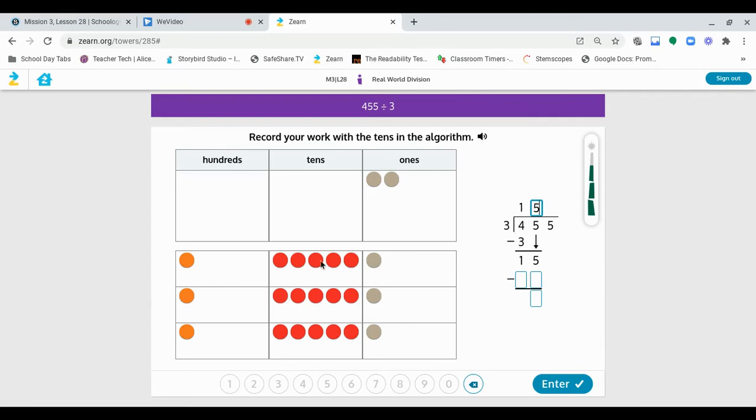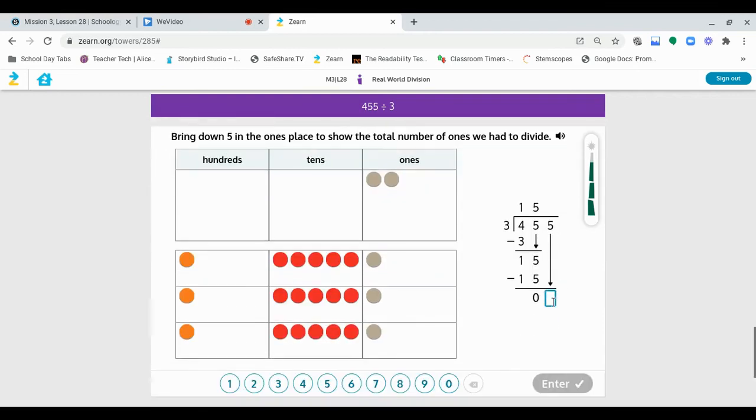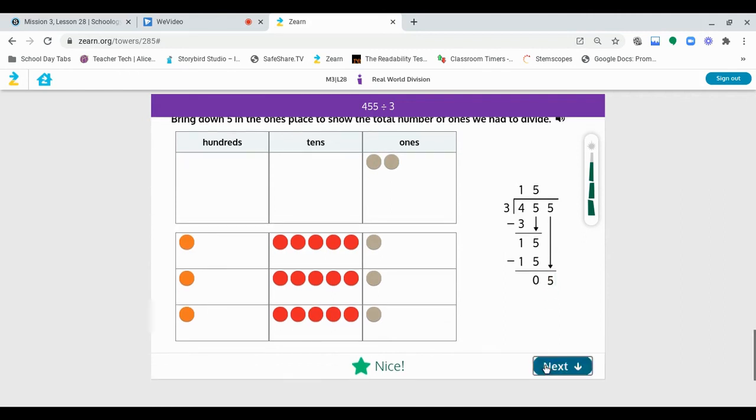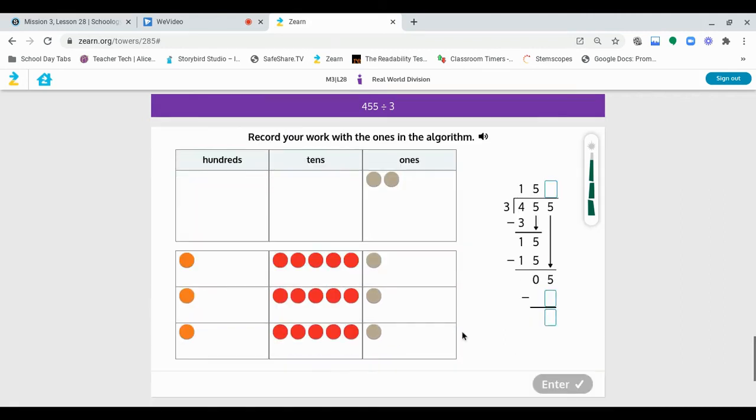And then multiply. I had 3 groups of 5. 3 times 5 was 15. So I used 15 of the 15. And then I subtract to see if I had any left over, and I did not, so it's 0. 15 minus 15, I used all 15 of the tens I had. Now we're going to move on to the ones. I started off with 5. First, bring the 5 down. And then I can do the 5 divided by 3.